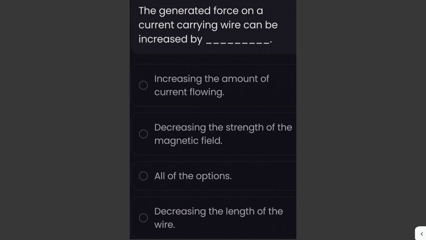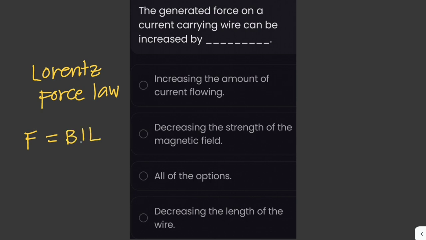The generated force on a current carrying wire can be increased by blank. We have 4 choices here. According to the Lorentz force law, the force on a current carrying wire is directly proportional to the strength of the magnetic field, the length of the wire, and the amount of current flowing through the wire. Mathematically, the force F is given by the equation F equals BIL, where B is the magnetic field strength.